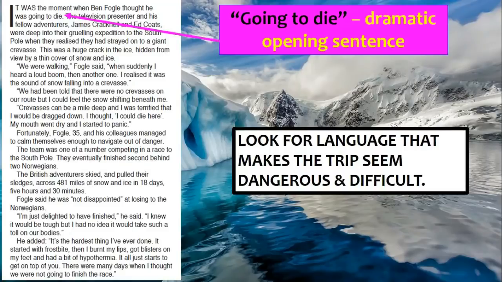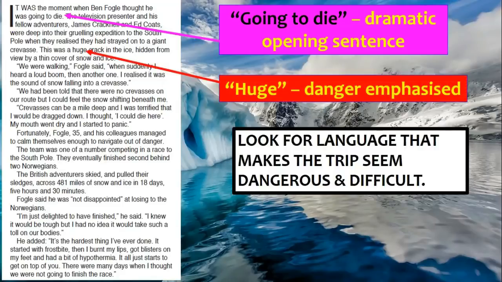Well, why does it make it seem dangerous and difficult? Well, it's a dramatic opening sentence for a start. So the technique is the dramatic opening sentence, and it makes us think straight away the stakes are really high, that Ben Fogle's life is at risk. So let's pick something else out.